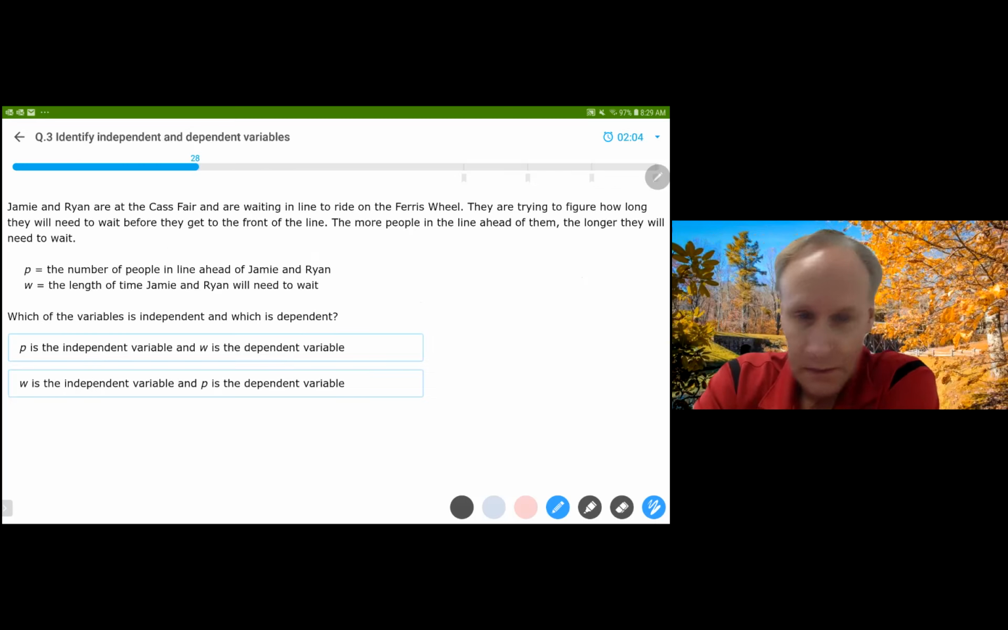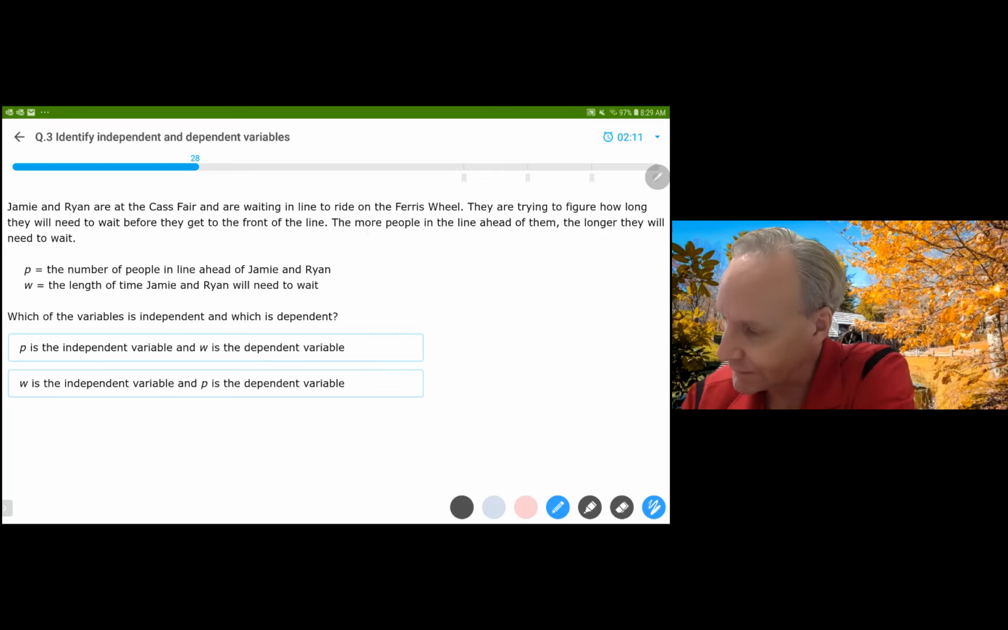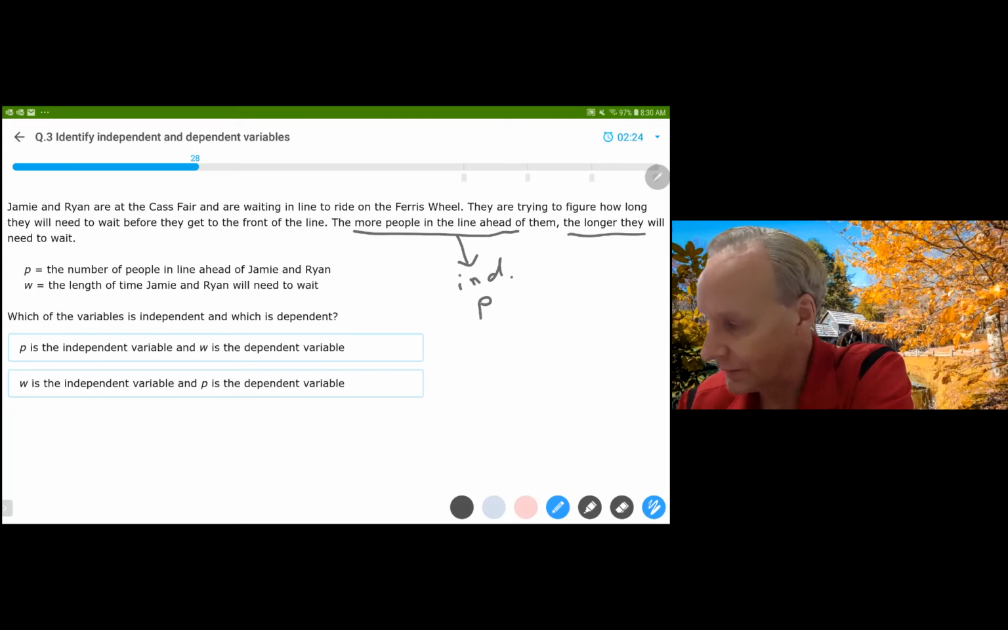How long they need to wait before they can get to the front of the line. The more people in line, okay, so the number of people in line ahead of them, that is the independent variable. This is our X value, that's P. The longer they have to wait. So the time they have to wait is the dependent, because the time they have to wait depends on how many people are in line, and this is their wait time. So P is the independent and W is the dependent.